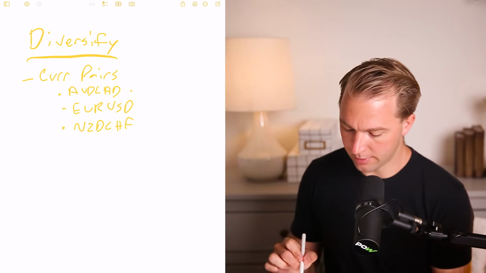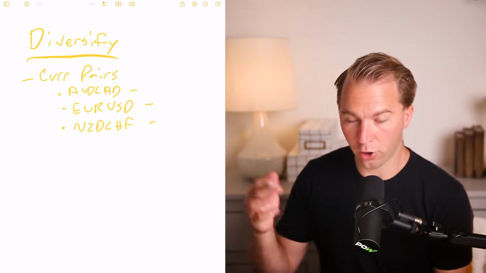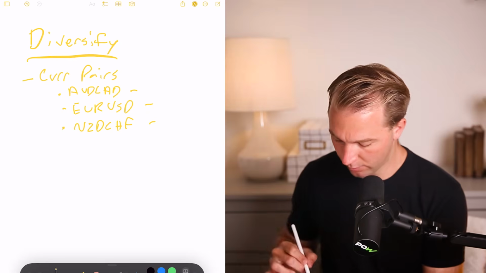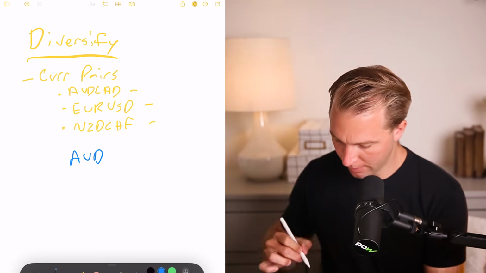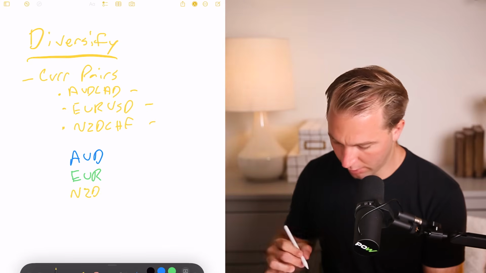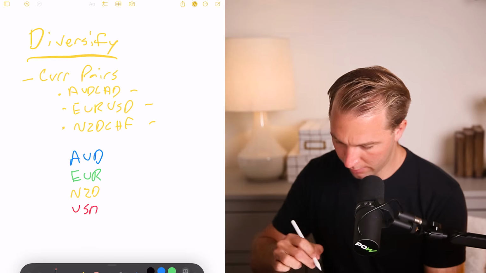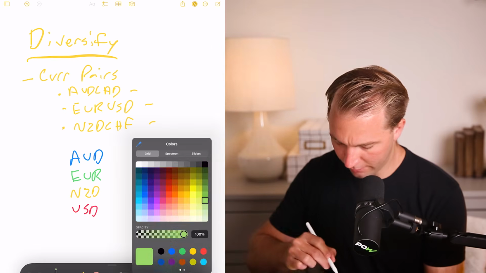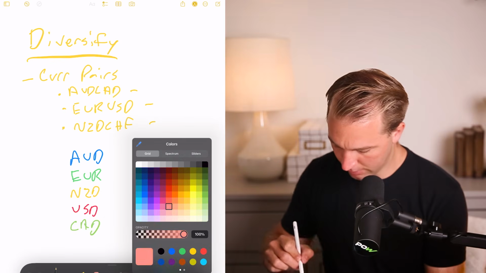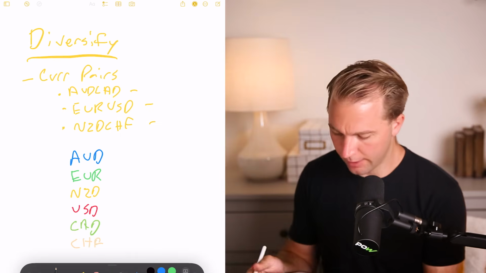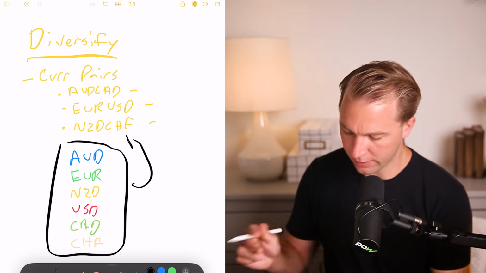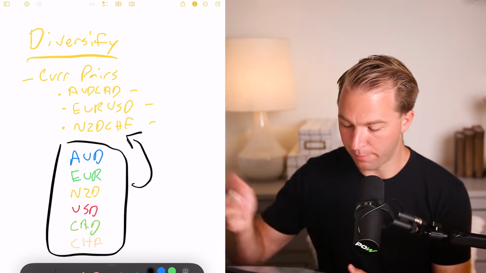Notice that none of these have currencies that overlap with each other. If we color code this, you would see we have the Australian dollar, the Euro, the New Zealand dollar, the US dollar, the Canadian dollar, and then the CHF. This block here makes up the currency pairs that you see above, which I just pulled off the top of my head to show how we can diversify.